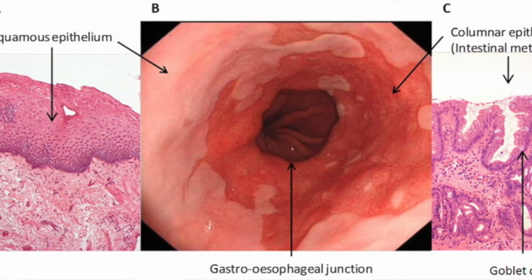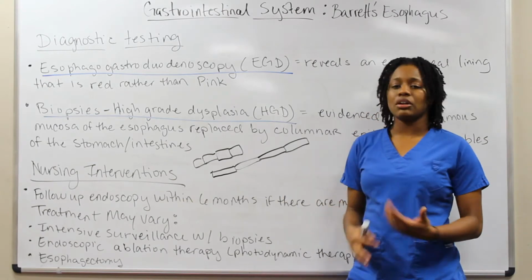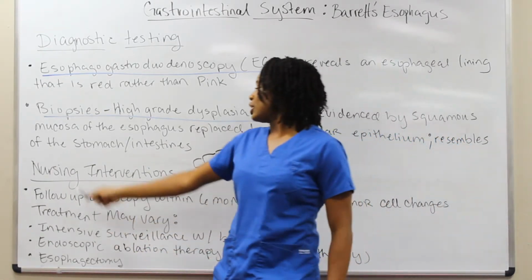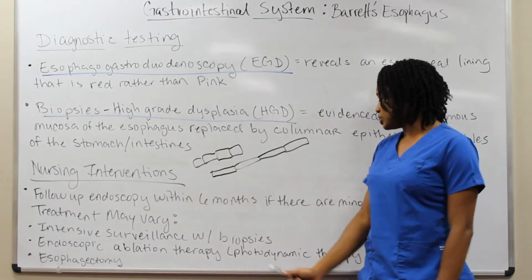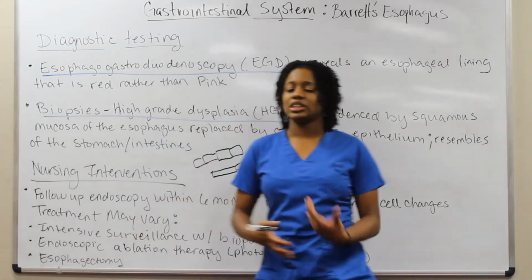Okay, so now my nurse interventions. What do I want to do? How can I help a person who has Barrett's esophagus? Okay, so first thing I want to do, I want to have a follow-up endoscopy within 6 months. You know, see if there's any minor changes within the cells.